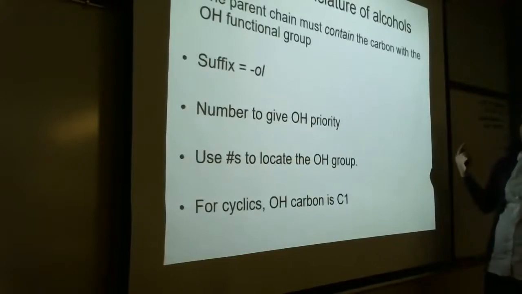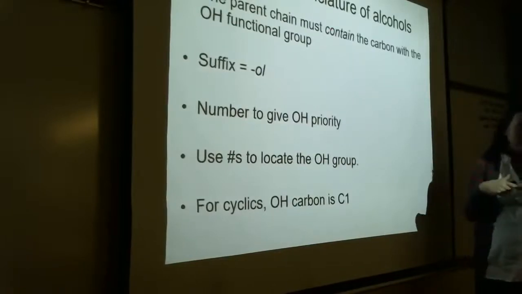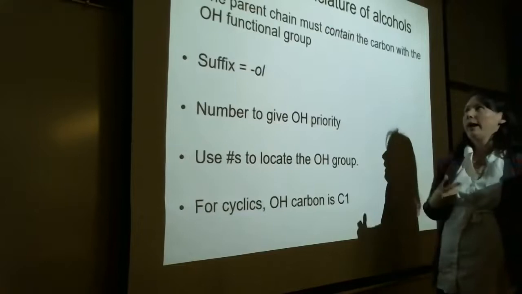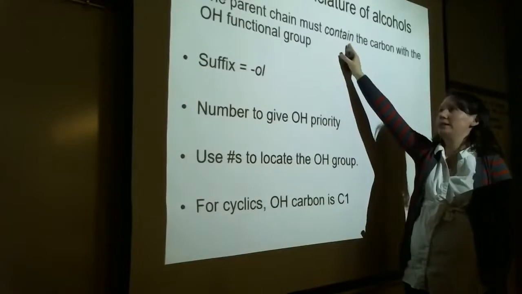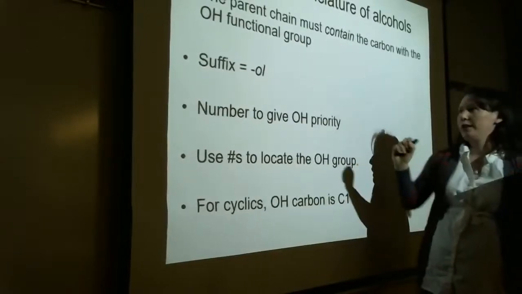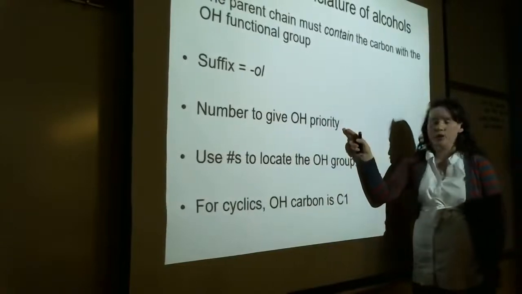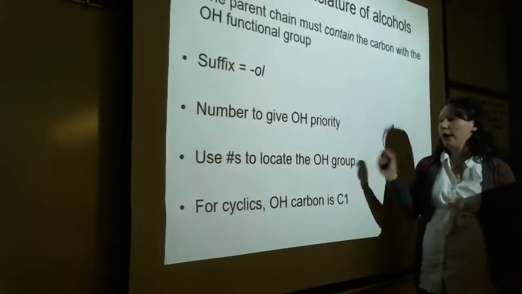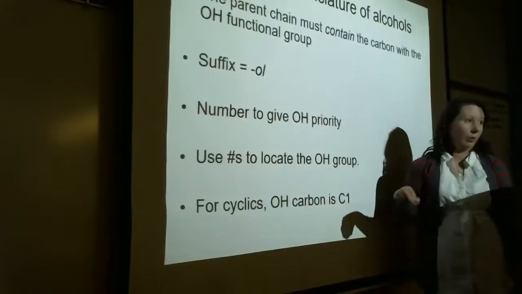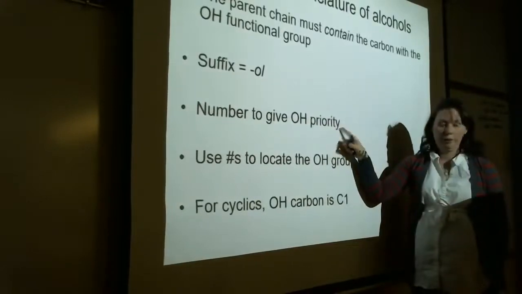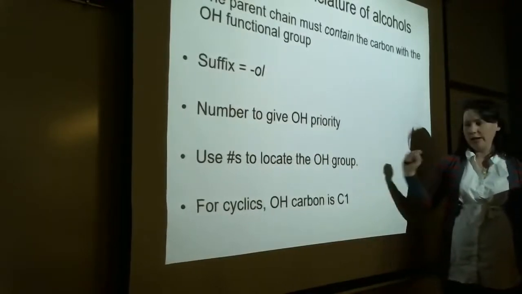So how do we name alcohols? It's really easy. Our parent chain must contain the OH, just like with amines. Last week when we named amines, we had to make sure that our parent chain contained the amine. Here, our parent chain needs to contain the OH. Our suffix becomes -ol. Then we number that parent chain to give the OH the priority. In other words, if we have the choice between giving a methyl group a low number or giving the OH group a low number, we choose to give the OH group the smaller number. And then we use numbers to locate where the OH group is in that chain.